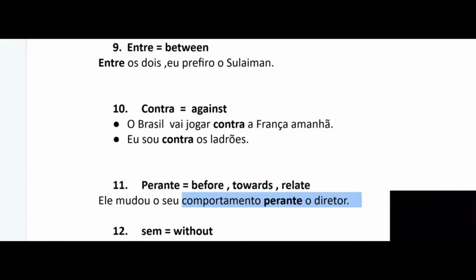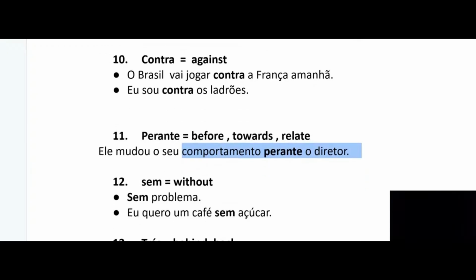Número 12. Pay attention. I know up to date, some people are still making some errors. Number 12. Sem. I didn't say sim. Someone saying sim and sem. I did the same. Sem nada. Sem problema. Sem means without. Please don't go and say não problema.